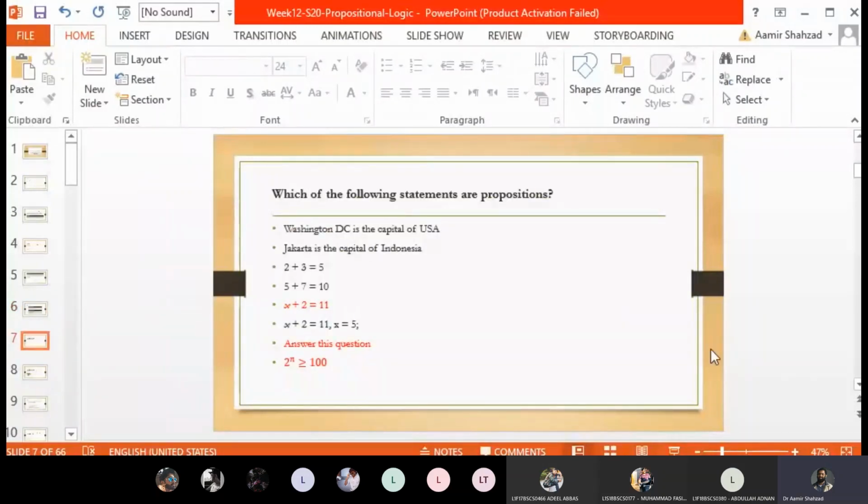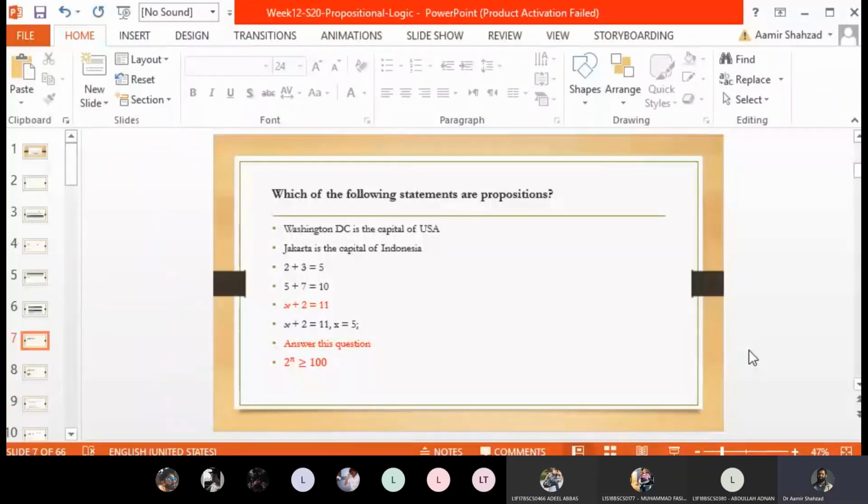Few more examples. Which of the following statements are propositions? For example, Washington DC is the capital of USA. Yeah, that's true. Everybody knows. So this is true. So this is a proposition. Jakarta is the capital of Indonesia. Again, the answer is true. So this is a proposition.